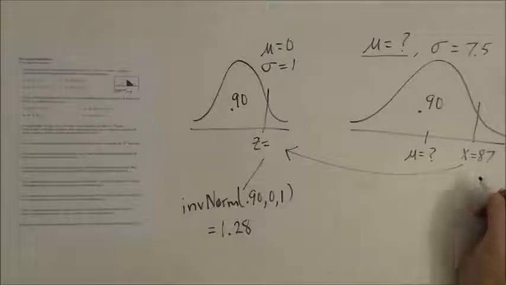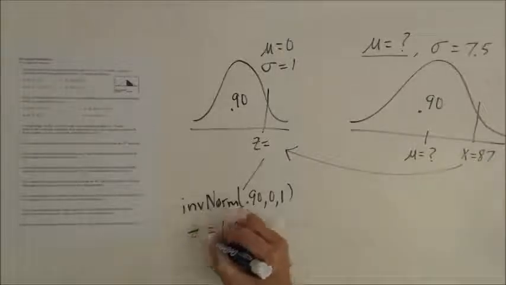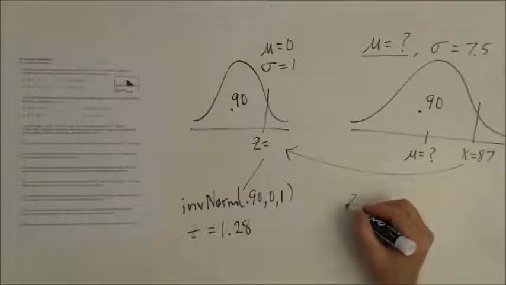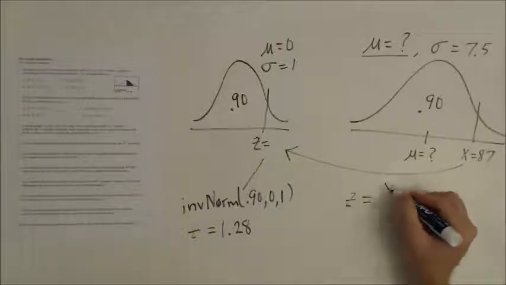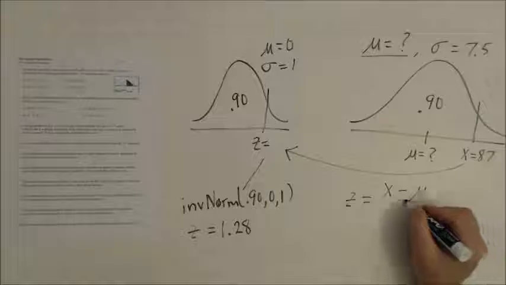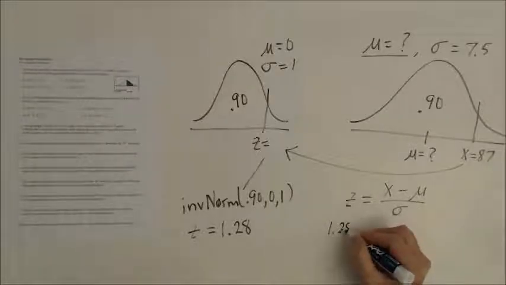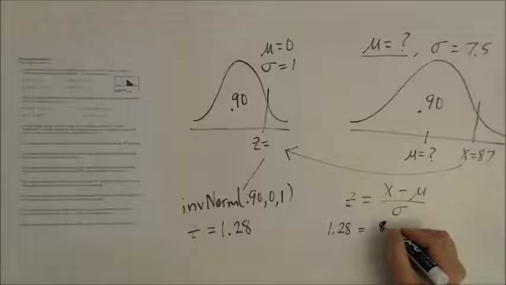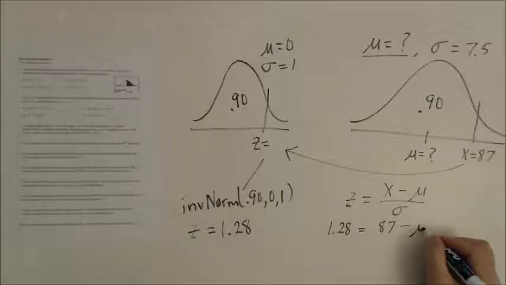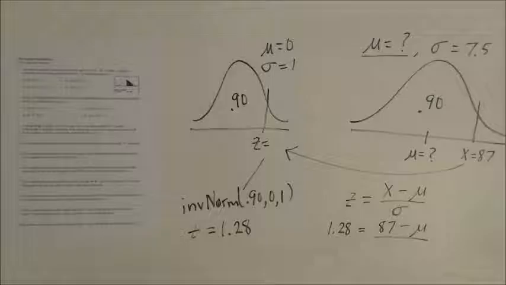These two locations correspond to the 90th percentile of their respective distribution, and these corresponding values of z and x are related by our z-score formula. That is, the value of 1.28 is related to the value of x equals 87. By subtracting mu and dividing that quantity by our standard deviation of 7.5 yields an equation that allows us to solve for mu.